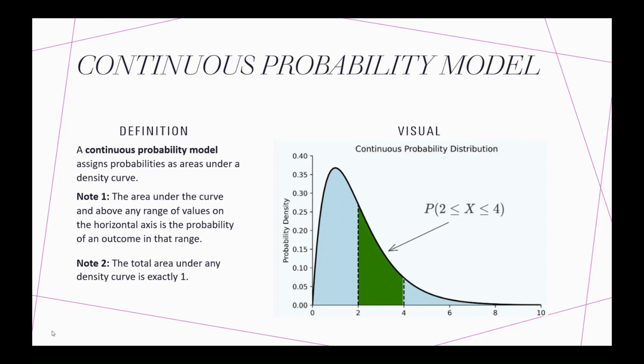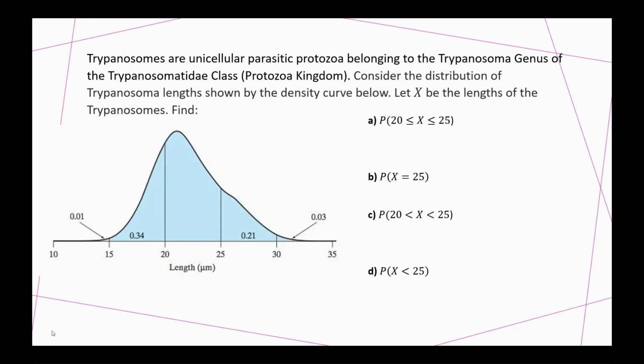So let's go ahead and go to the next slide here and see an example. Okay. So we have this type of parasitic protozoa, and we're trying to observe how long they are. You can see down at the bottom of this visual here that the units are in micrometers. So these are very small. And in fact, you can see they're unicellular parasitic protozoa. So they're very small. Okay. So let's explain what this chart means. But I want you to think about this chart a lot like we thought about our empirical rule.